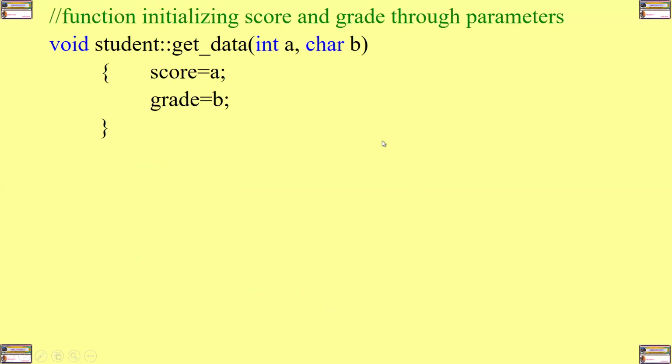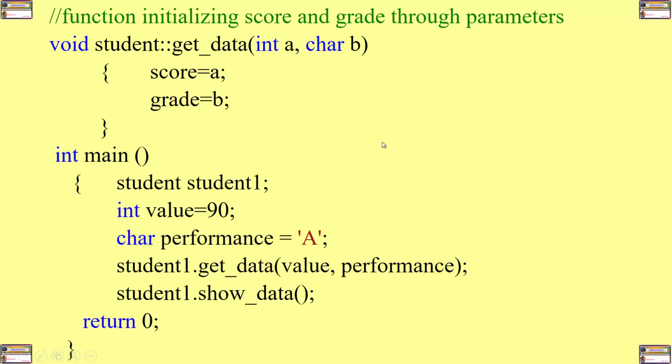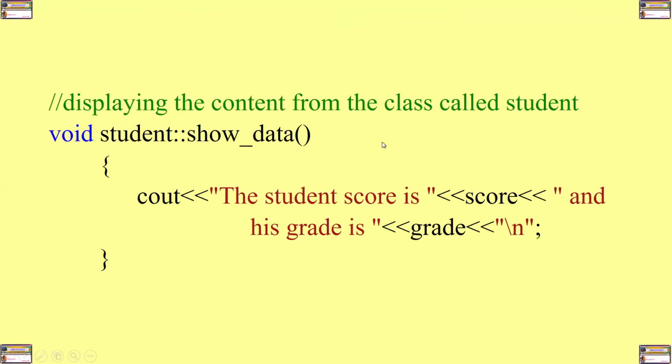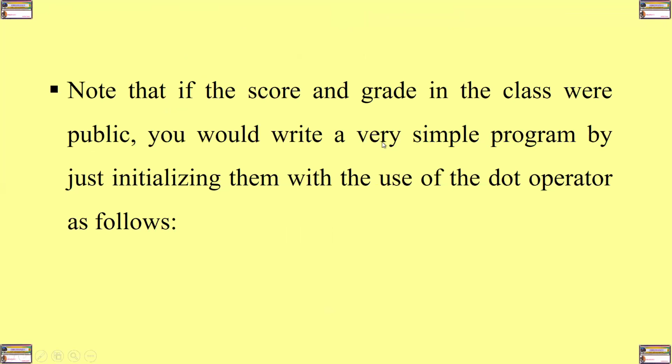Having learned that and having executed our program, then what else? It is important to note that if the score and the grade in the class were public, you would write a very simple program by just initializing them with the use of the dot operator as follows. So in other words, we can write our program, but in this case, we make score and grade public members instead of being private. So our program is called class object initialization 1.